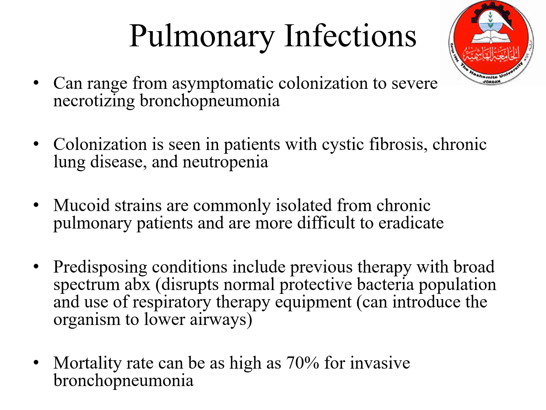In pulmonary infection, the infection could range from asymptomatic colonization to severe necrotizing bronchopneumonia, and colonization is seen in patients with cystic fibrosis. As we said, it's an opportunistic infection, so the patient had to have a pre-existing condition such as chronic lung disease, cystic fibrosis, or neutropenia. The strains commonly isolated from chronic pulmonary patients are more difficult to eradicate, and in these cases, in the cystic fibrosis, the infection with the Pseudomonas strains is associated with multi-drug resistance, and it is difficult to get rid of the infection with Pseudomonas aeruginosa.